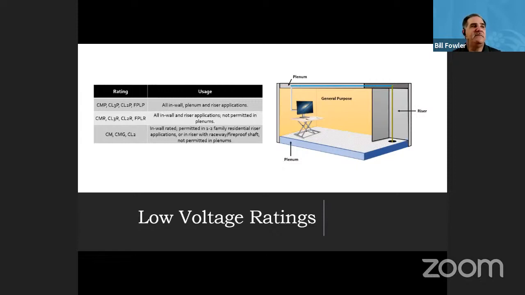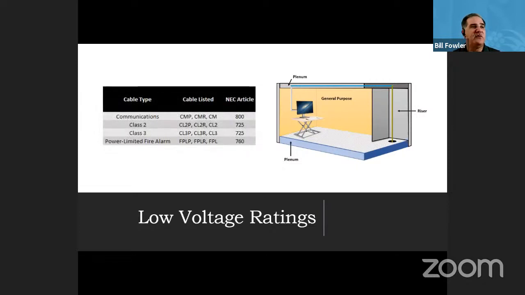Then we move down into the CMG. This is an in-wall rated cable. It's permitted in family dwellings. So when we talk about residential, this is where you'll see that classification cable come in for the single-family, dual family homes. It can be used in a raceway. It can be used in riser applications. When you see that G, that's for general use. So again, you'll see the CM, the CMG, the CL2, and that's where these can be used. So that's, I won't say your lower grade, but more of a common application when you get into residence. When we get into commercial, you'll see the CMP, CMR typically used.